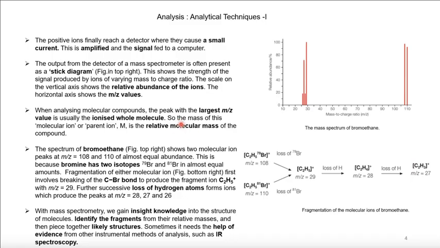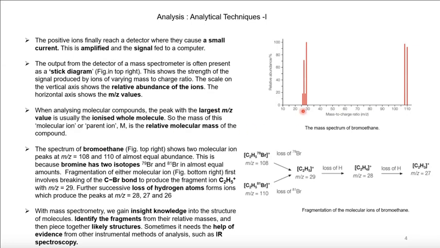So what happens? When we get it, we will see the highest mass to charge ratio is the molecular ion in the sample which has been injected into the mass spectrometer, and that is called the parent ion. This one gives us the relative molecular mass of the compound.